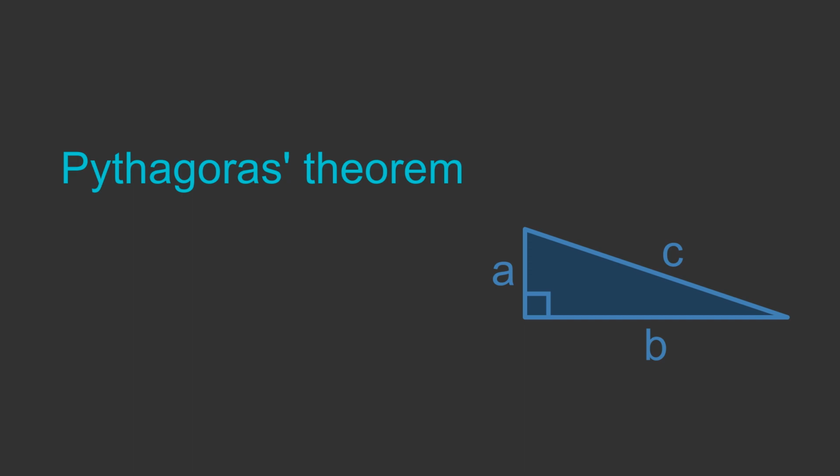Pythagoras' theorem is a formula that relates the lengths of the three sides. It tells us that c squared is equal to a squared plus b squared. There are many ways of proving this. In this video we will look at two proofs. The first is a visual proof, the second uses algebra.